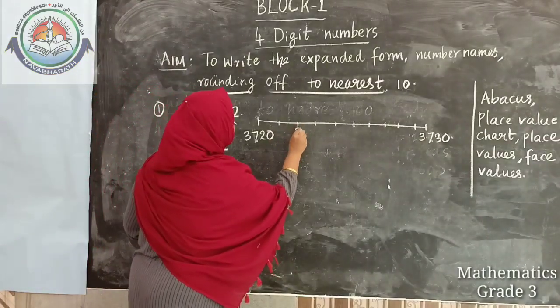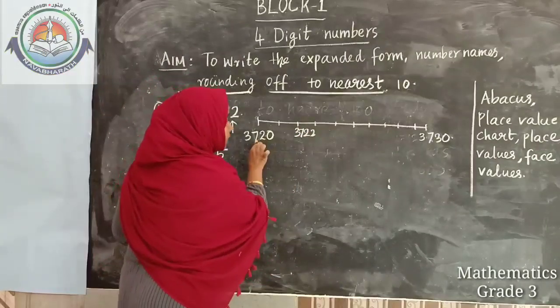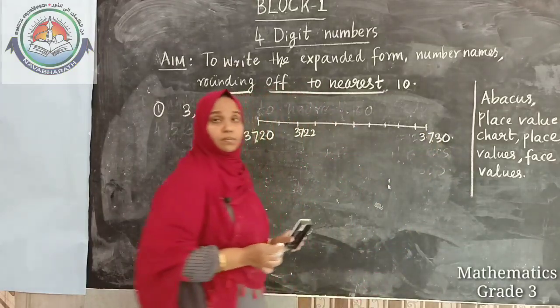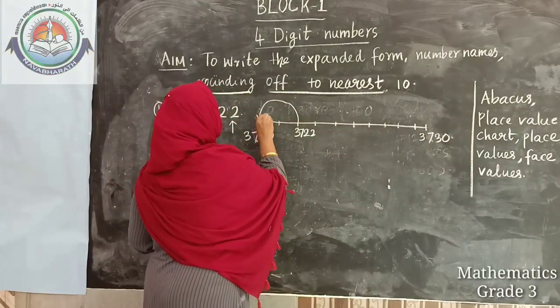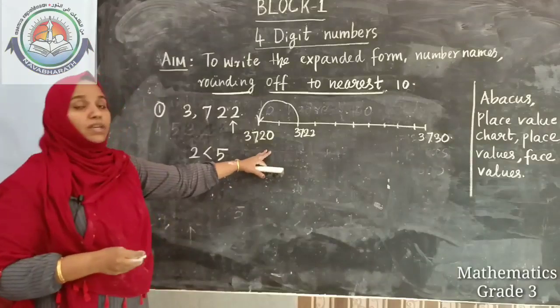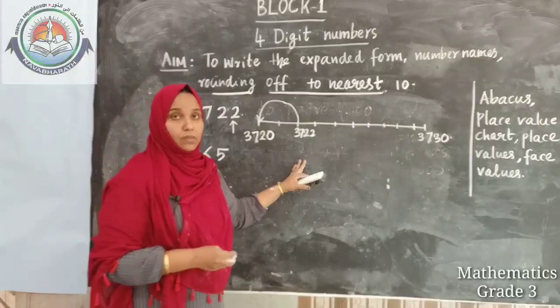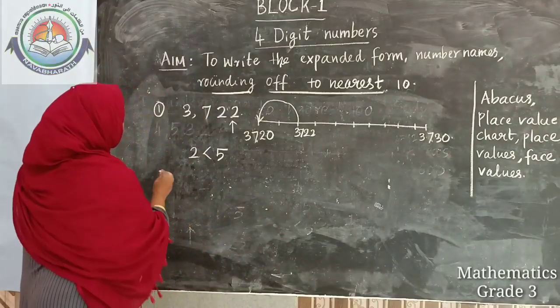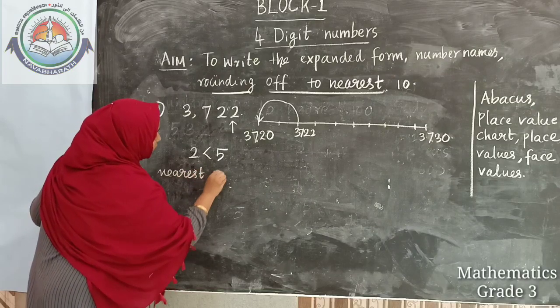So this number lies here, 3,722. Is this closer or is this closer? This one is closer. So after rounding off we get 3,720. Okay, then next we can consider rounding off to the nearest 100.